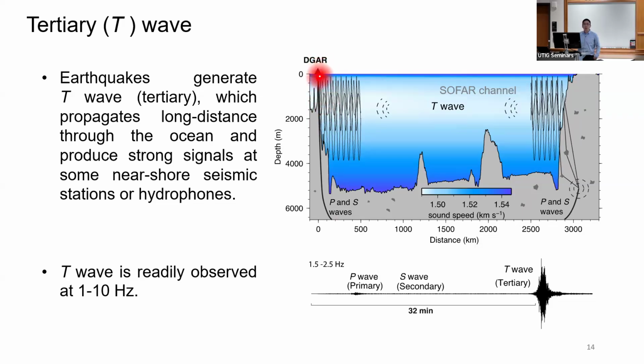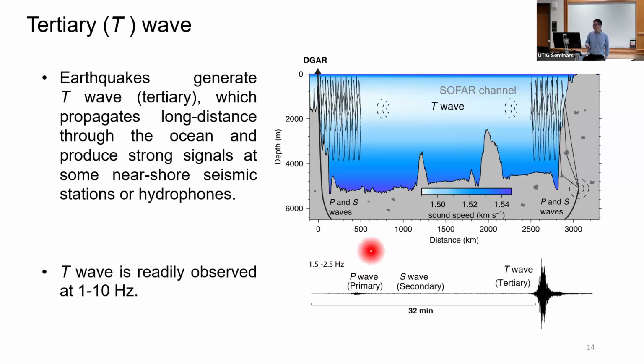This one, DGAR, is installed on a small island. At the bottom is real observed data from an earthquake about 3,000 kilometers away. In this seismogram, we have the primary P wave at this frequency band, and the S wave is barely visible because it gets attenuated in the solid Earth. About half an hour after the earthquake occurrence, you can see a very big signal. This signal is the sound wave generated by the earthquake.